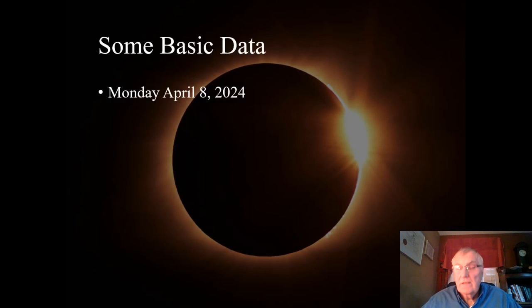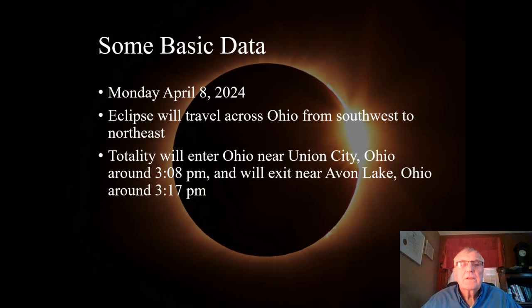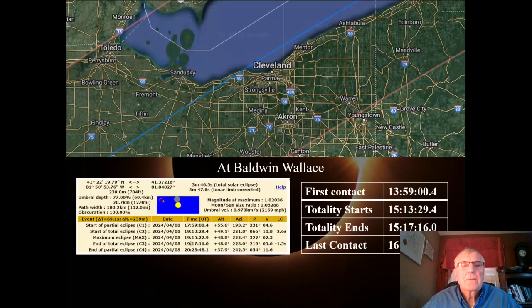So some basic data. I said April 8th. That should be burned in your memory by now. Travel across Ohio from the southwest to the northeast. It's going to enter Union City, Ohio about 3:08, leave around 3:17. So it takes just under 10 minutes to go across.